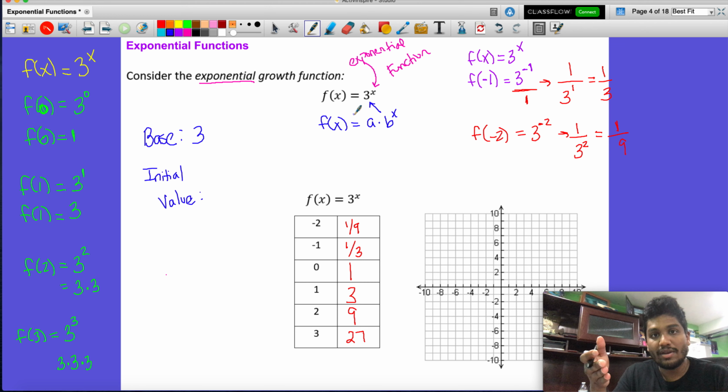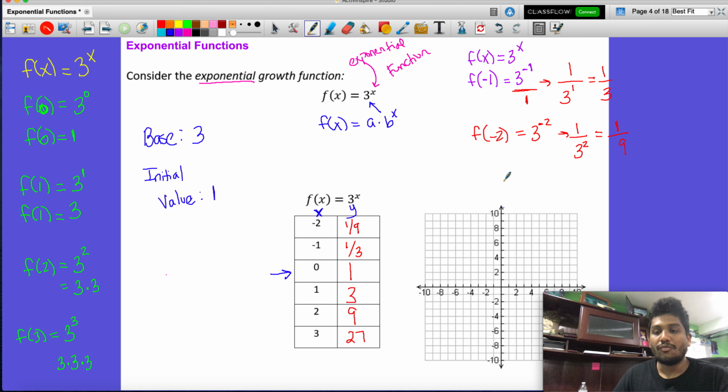But another way to think about that is the initial value is the y value when x is 0. Now, given that we have this table here, or we can just plug it in here, we can go to where our 0 is when x is 0. This is our x's, this is our y's. And when x is 0, our output is 1. So in this case, our initial value is going to be 1.